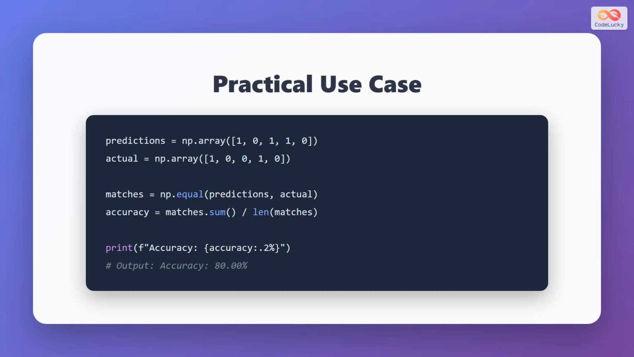Here's a practical application in machine learning. Suppose you have predictions from a model and actual values to compare. By using np.equal, you create a Boolean array of matches. Then you can calculate accuracy by summing the true values and dividing by the total length. In this example, 4 out of 5 predictions match, giving us 80% accuracy.